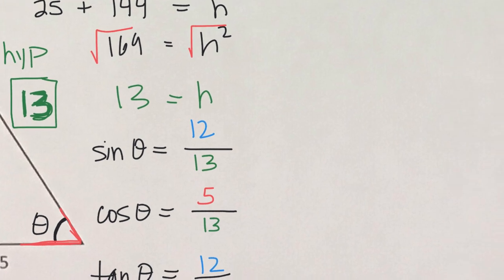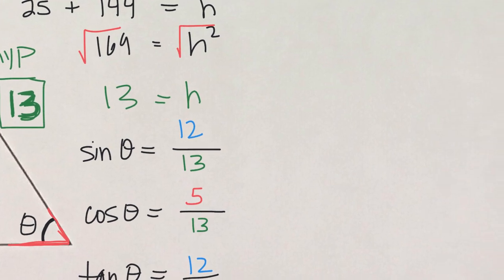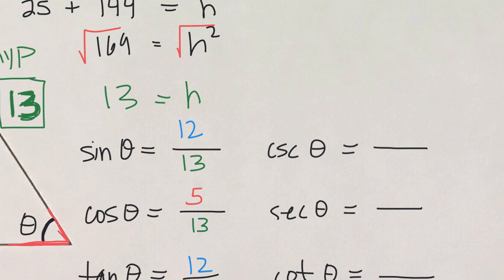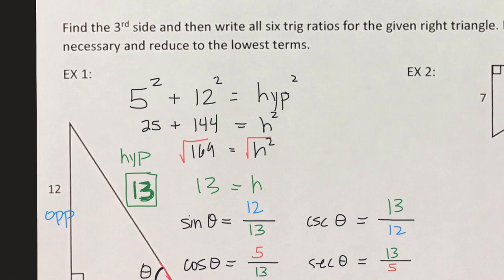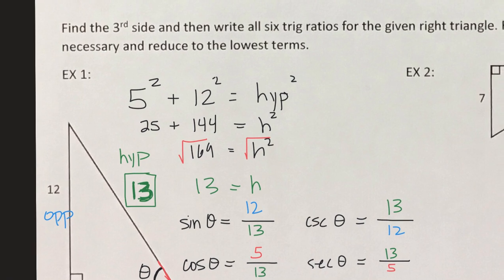So now let's do the other 3 by just simply reciprocating. Cosecant is the reciprocal of the sine, which means the cosecant is 13 over 12. The secant is the reciprocal of the cosine, so the secant is 13 over 5. And cotan is the reciprocal of the tan, so cotan is 5 over 12. So we're just writing down the ratios, which are a comparison of the 2 specific sides for each of your 6 trig functions.